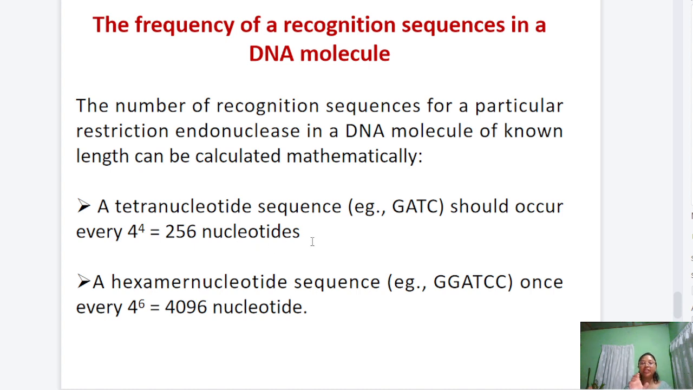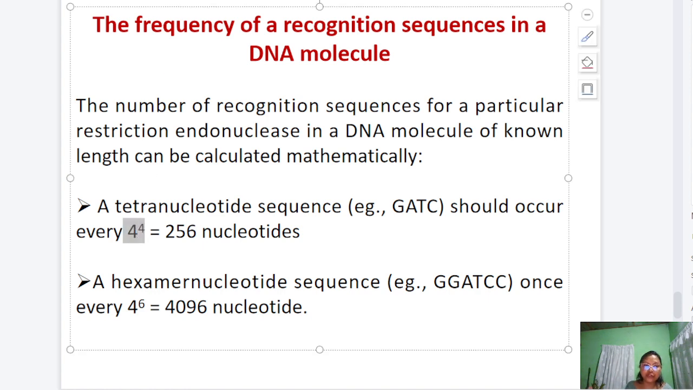So if you have GATC here, then after 256 nucleotides, you are going to again find that sequence GATC. Then again 256 nucleotides away, you are going to again find the sequence GATC. Okay, so the probability is 4 to the power 4. 4 because you have 4 nucleotides.